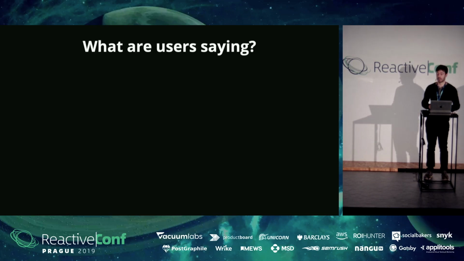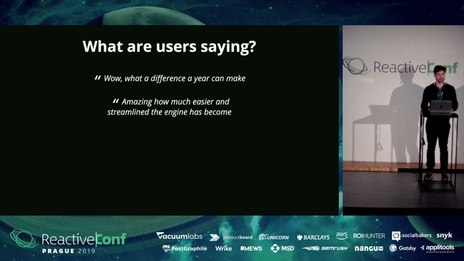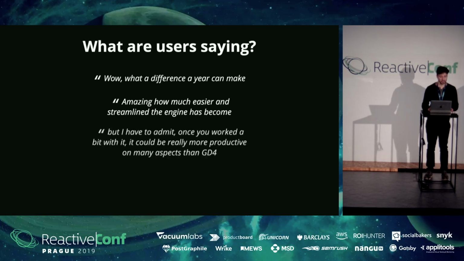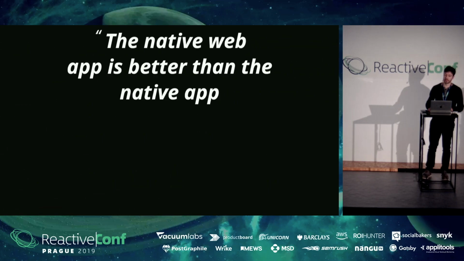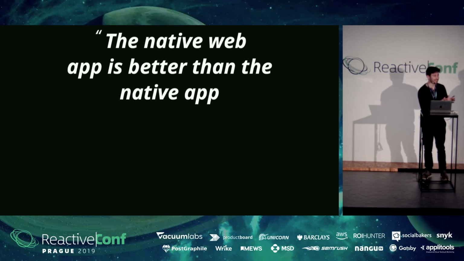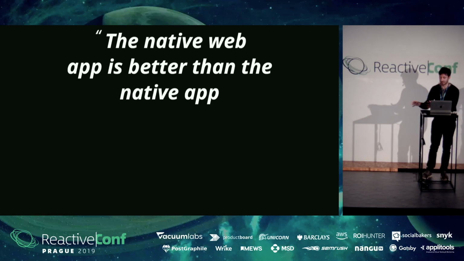And after a few months of work, adding new features back like the previous version, people started to say, oh, okay, that is better. That is better than the old version. I can even be more productive on many aspects compared to the old version. And now people are almost entirely using this new version compared to the old one. So it works. It works so well that the native web application is better than the entirely native application.